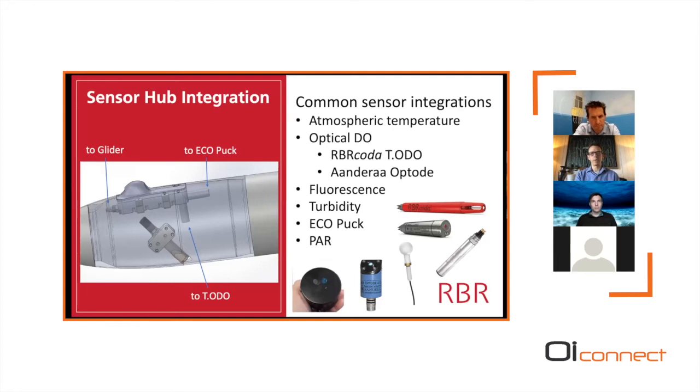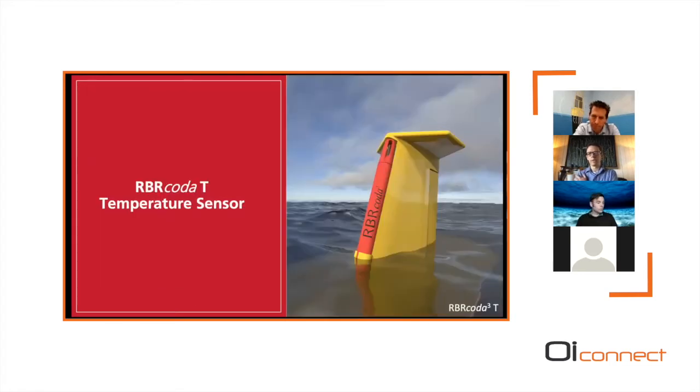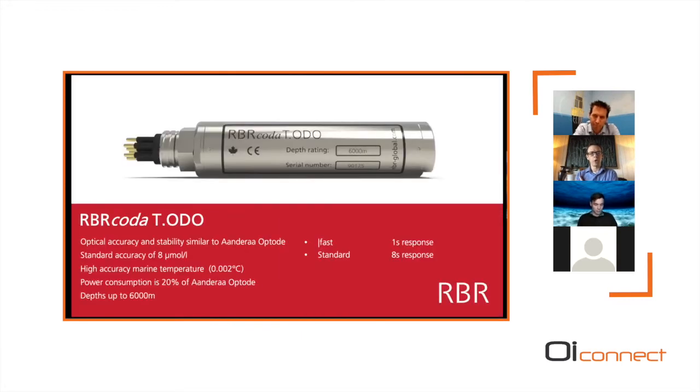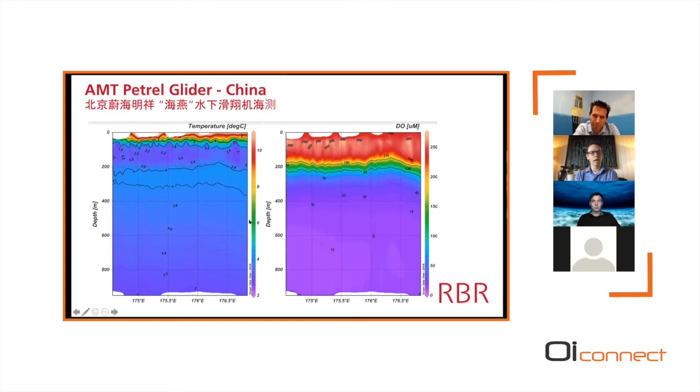And quickly, I wanted just to close by talking about the sensor hub integration. Again, it allows for multiple sensors to go into the Legato, such as the TODO or our Aquatrak temperature. And here it's being seen on a Slocum where it was used to actually get ambient temperature above the surface. And the TODO was used on the Petrel glider to go to 1,000 meters in China, and at 1 second oxygen sampling rate, it gave some really beautiful contours of oxygen all the way down to the bottom.